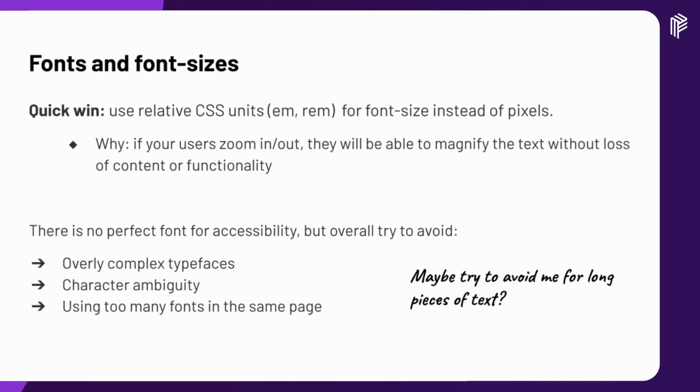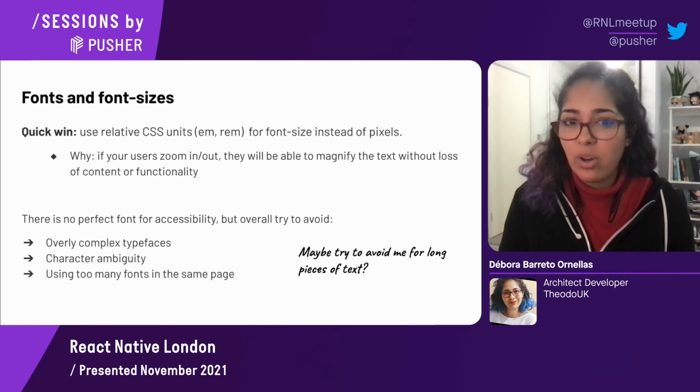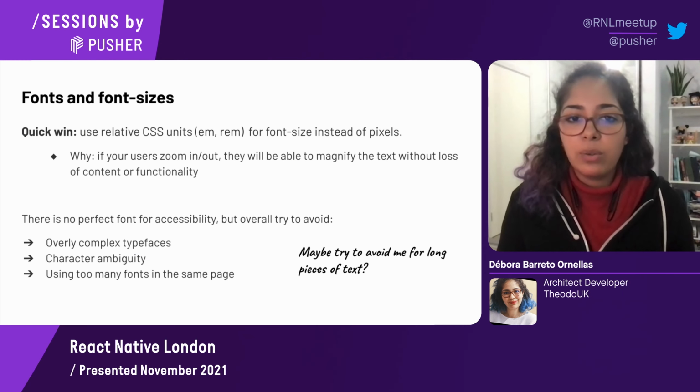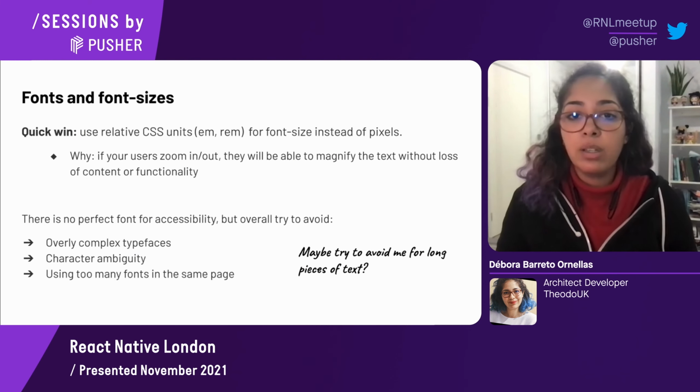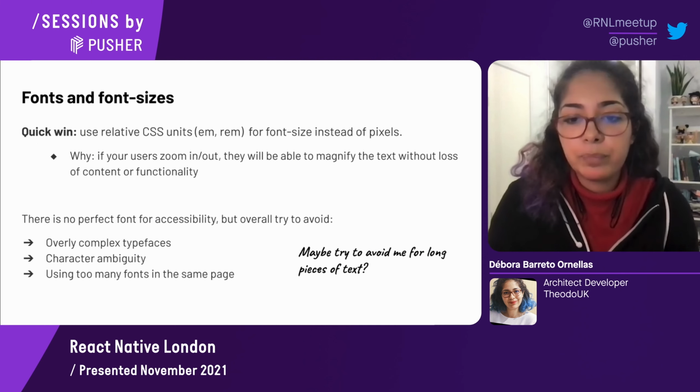And about accessible fonts, there's no perfect choice. I guess the guidelines would be to try to avoid fonts that are too complex. Try to avoid fonts that have character ambiguity. So for instance, the I and the L are quite similar, or things like this. And using too many fonts in the same page may also be distracting and overwhelming for some users.